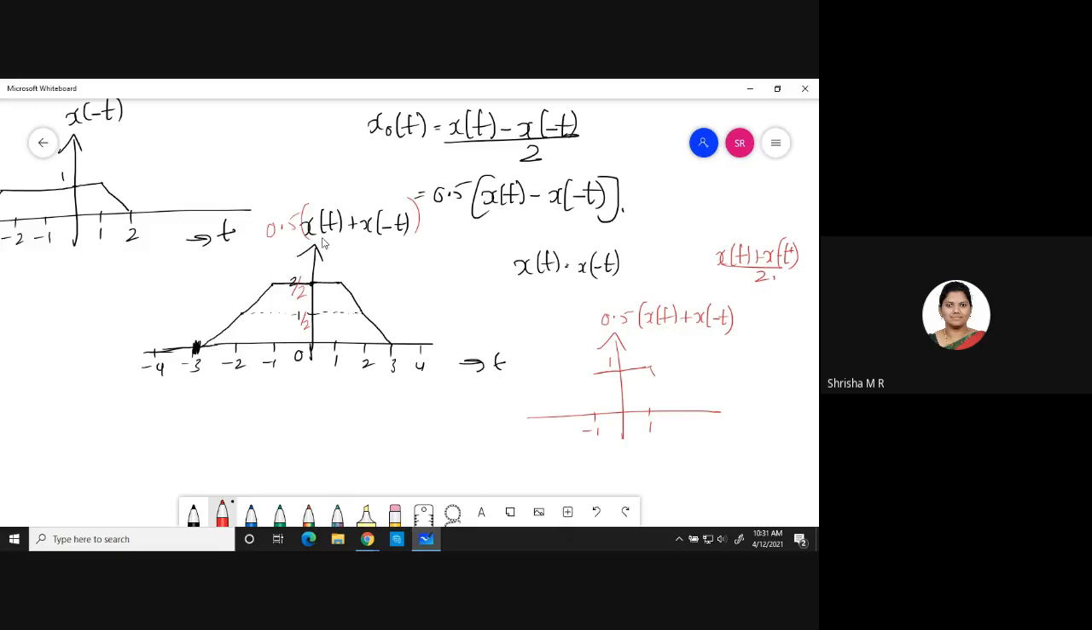And at 2 it will come back to 0.5. And at 3 it will come back to 0. Got it? This is 0.5. Understood everyone?